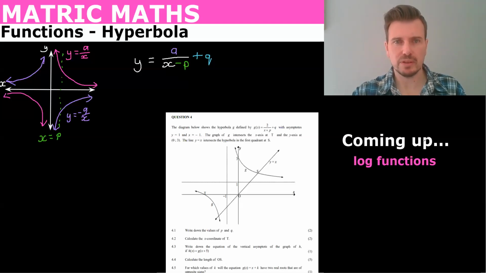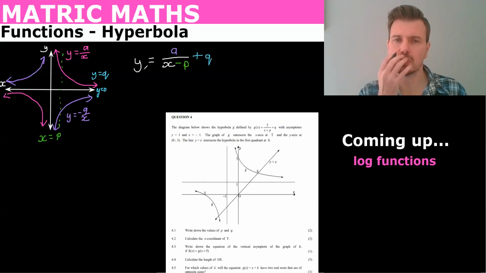With q, it's simple. It's an up and down shift because that belongs to the y. So as we can see, if q goes up, y goes up, so it's up and down. So we have an asymptote of y equals q. And at this point here, it's obviously y equals 0. Okay, so that's the general form of the equation.